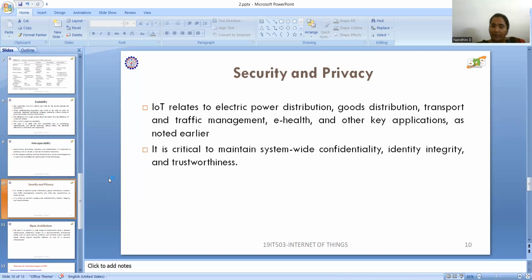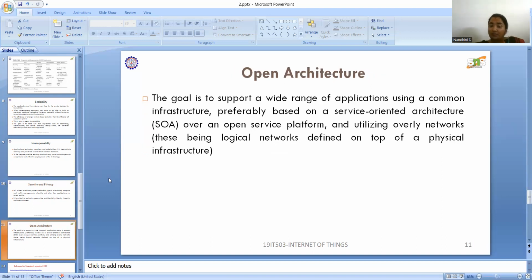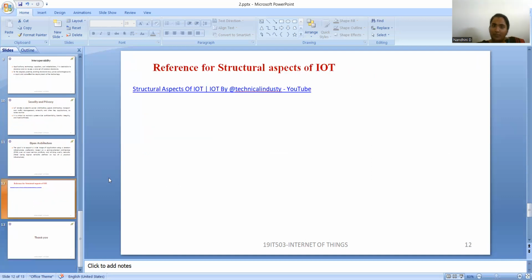IoT is related to electric power distribution, goods distribution, traffic and transport management, health, and other key applications, as pointed out earlier. It is critical to maintain the system's confidentiality, identity integrity, and trustworthiness. Then, in an open architecture, the goal is to support a wide range of applications which use common infrastructures, preferably based on service-oriented architectures defined on top of physical infrastructures. These are what we are using.